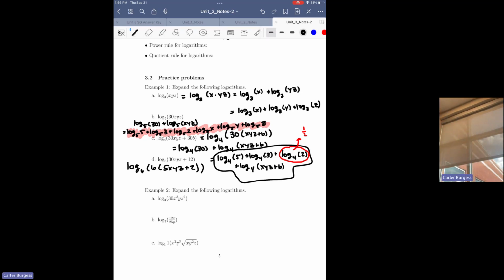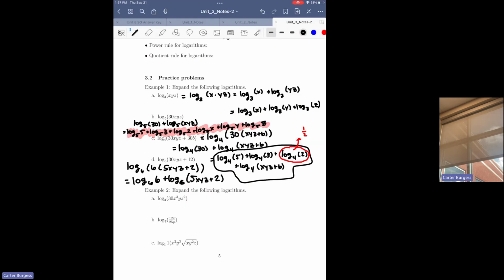Cool. All right, so splitting this apart into 6 times 5xyz plus 2, m in this case is 6, n is 5xyz plus 2. Am I going to be able to really do anything with the 5xyz plus 2? Not really. That's a sum. It's not going to split apart at all. I get log base 6 of 6 plus log base 6 of 5xyz plus 2.